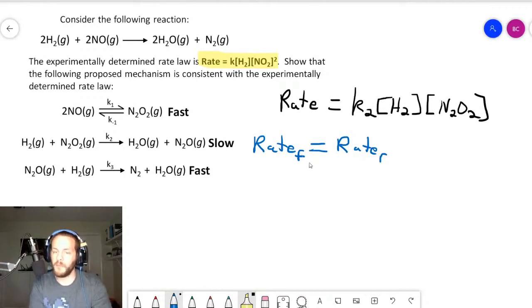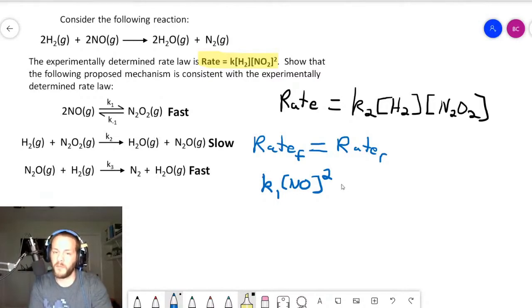So if we set those rates equal to one another, and if we express those rates in terms of rate laws, the rate of the forward reaction is going to be k1 times the concentration of NO squared. Why is it NO squared and not just NO? It's because we have two NO molecules. This is a bimolecular process, two of those molecules colliding together.